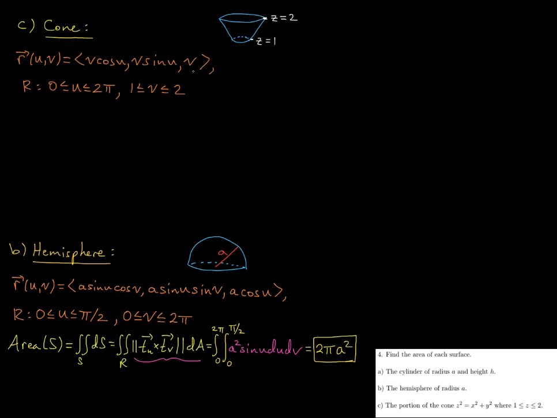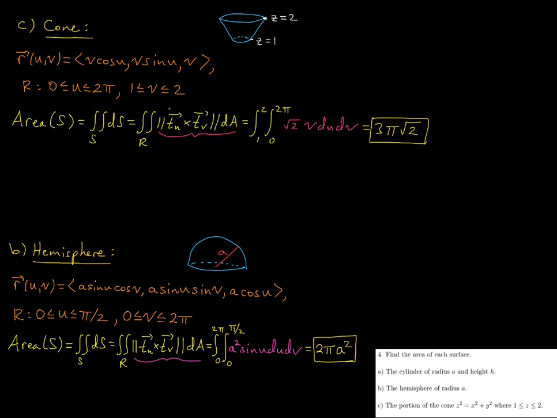All right, cool. And now let's go ahead and look at the last one. We're looking at this portion of the cone z squared equals x squared plus y squared, and we're letting z vary from 1 to 2. So again, the parameterization just comes from the table. And v, which is z, is going to vary from 1 to 2. u varies from 0 to 2 pi. And here we derive that the magnitude of that cross product vector was the square root of 2 times v. So we're going to be integrating from 0 to 2 pi for u and from 1 to 2 for v. Again, a simple integral. This comes out to be 3 pi times the square root of 2.